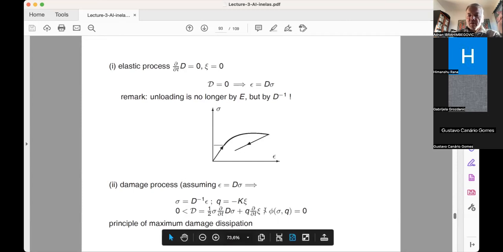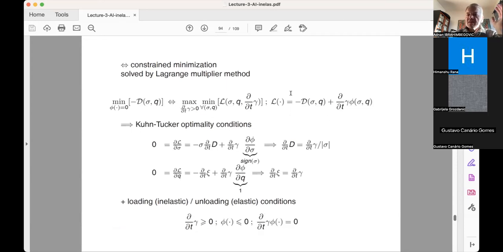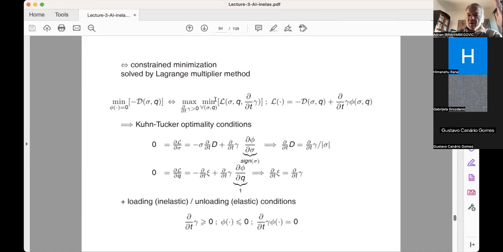So we're going to go for a principle of maximum damage dissipation, which is given here. Basically, I minimize minus the damage dissipation, which was just written there. And on top of that, I have a damage multiplier gamma dot, multiplying the criteria. I want now to minimize this for any value of sigma and q, because I put a constraint on top of this in this Lagrangian, and for gamma also to be positive.